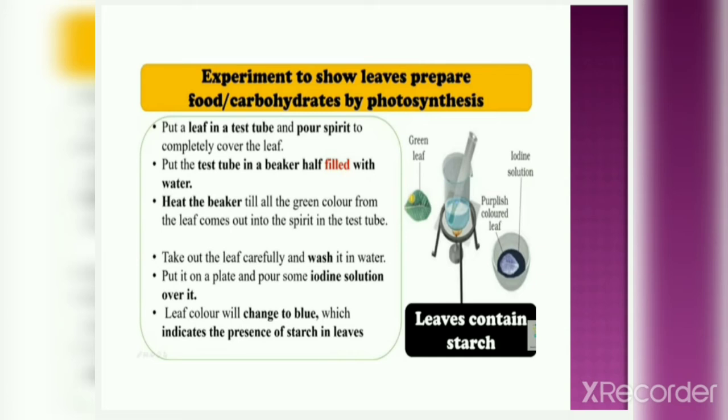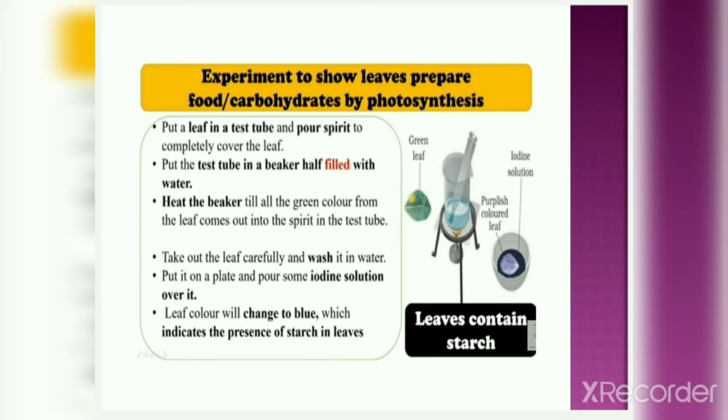For that, you have to take the leaf in a test tube and then pour spirit over it. Then put the test tube in a beaker which is half filled with water. Then heat the beaker till all the green color from the leaf comes out into the spirit in the test tube. So now our leaf is colorless. Now we can clearly observe the color change.